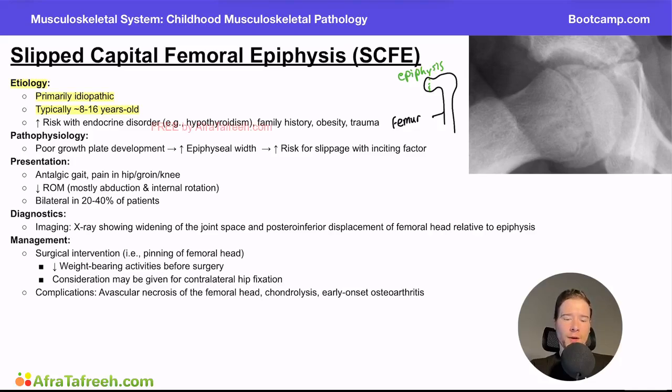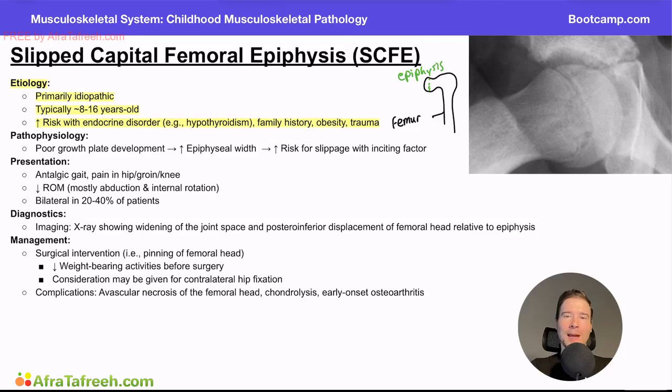this is when you're most likely to see this slipped capital femoral epiphysis. We do know that there are some risk factors associated with this condition, and those include things like endocrine disorders, specifically hypothyroidism, family history, obesity, and trauma. And so just to briefly unpack these endocrine disorders, right, anything that affects the hormonal response in the body can obviously affect it in a variety of different ways. And this includes the growth process.